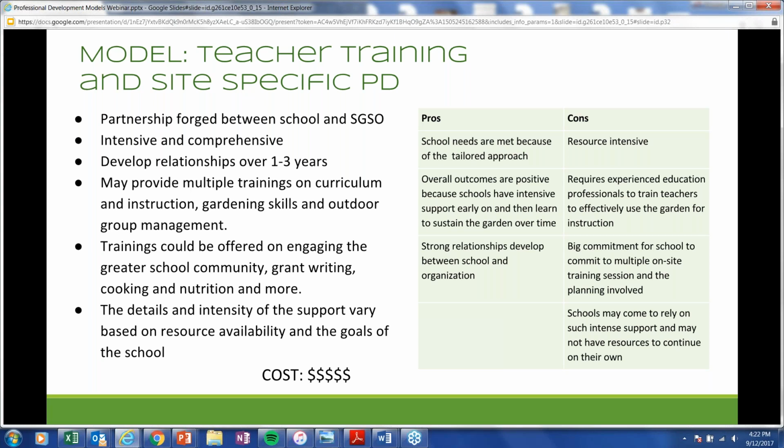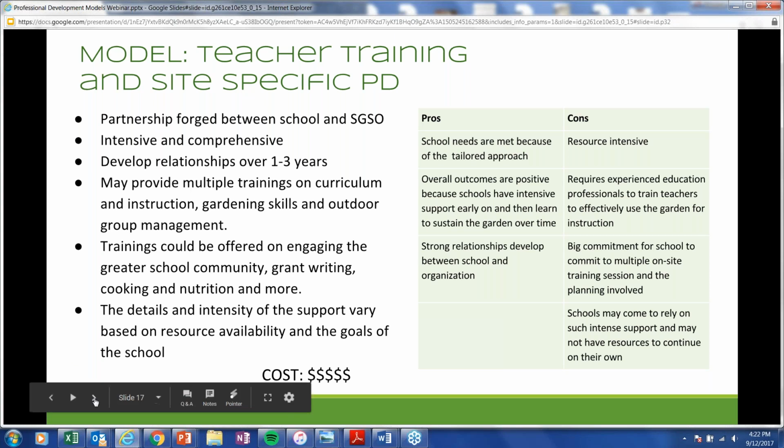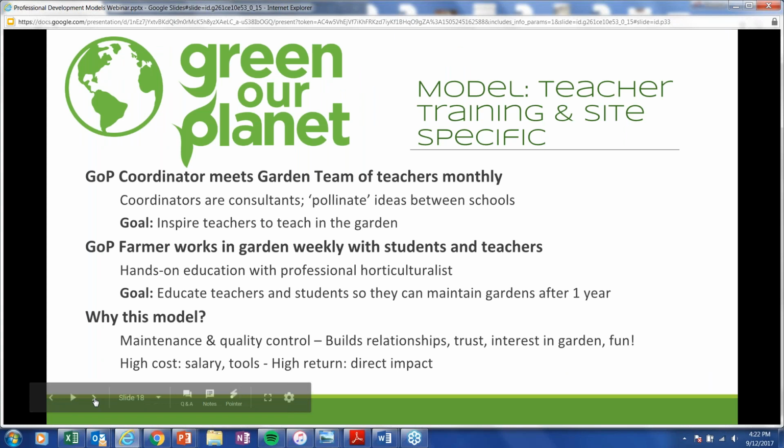One of the biggest things that we came up with is that if we are there doing all of these partnerships, we don't necessarily always have built in a release of responsibility where people have the resources to continue on their own when we're gone. So I'm going to turn it over to Sarah to talk about what Green Our Planet's model for teacher training and site-specific professional development is, and then I'm going to talk a little bit about what Real School Gardens does. Sarah?